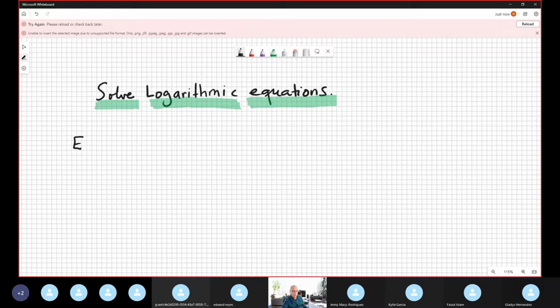Example 1, for example, here, first one. Logarithm base 3, oh, no standard, okay, no problem, of x plus logarithm base 3 of x minus 24 equals 4. This is a classical logarithmic equation.